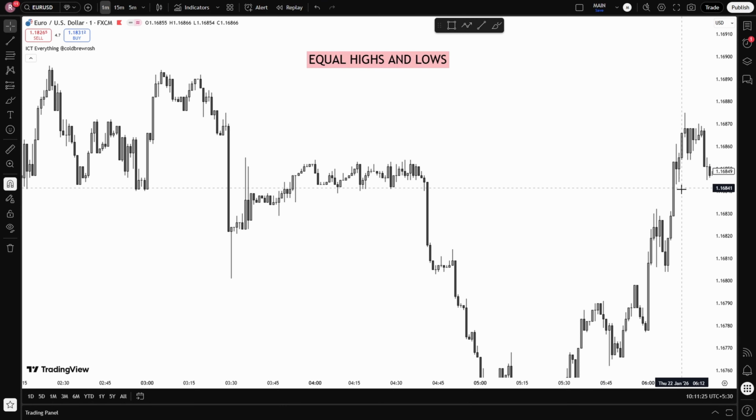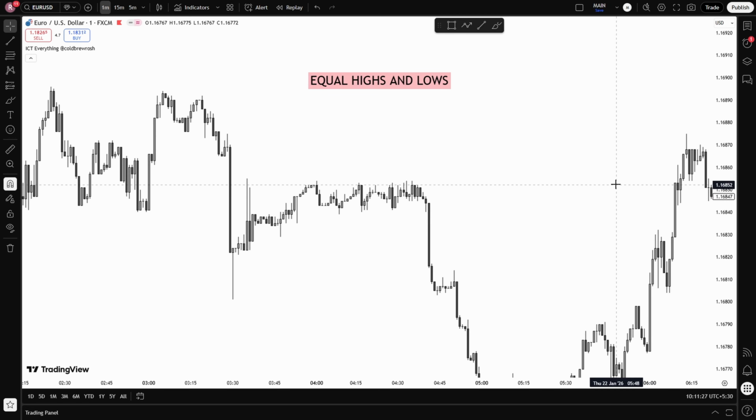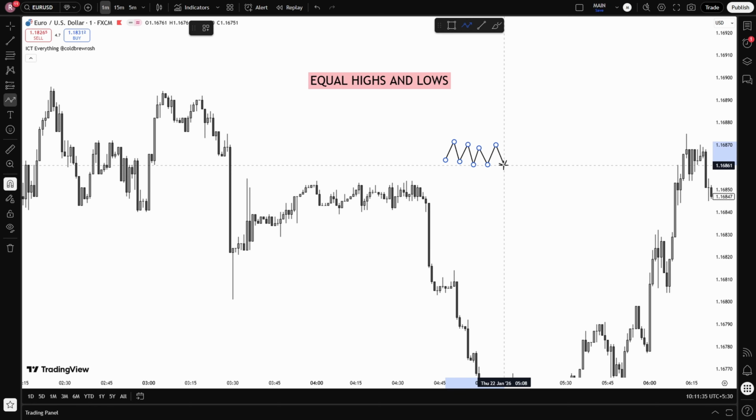First, let me explain what I mean when I say equal highs and equal lows are strong liquidity pools. Equal highs and equal lows can work in your favor, and they can also work against you, depending on how you use them and where they form.